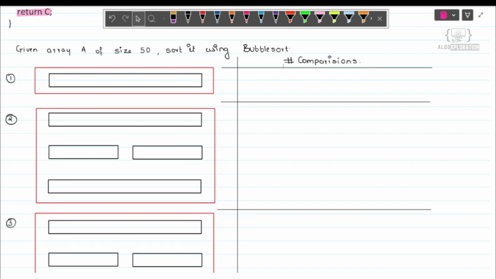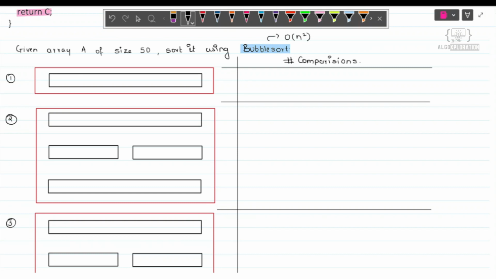In the previous lecture I have shown you how the merge algorithm works. Now this will be our continuation of the merge sort. So here is the first question: given an array of size 50, we have to sort it using bubble sort. Now as we know, the time complexity for bubble sort is order of n square.